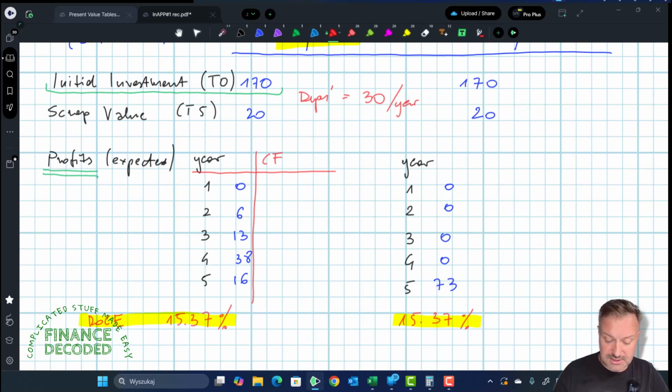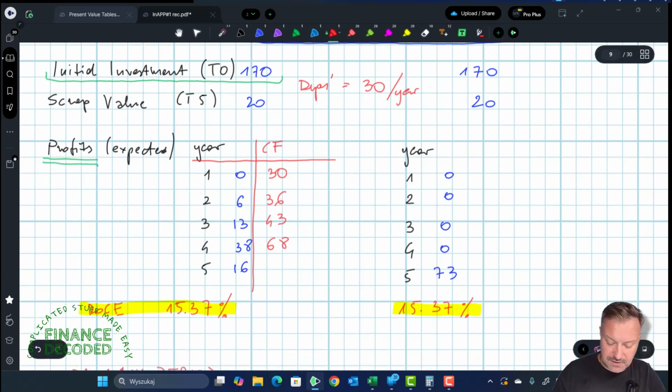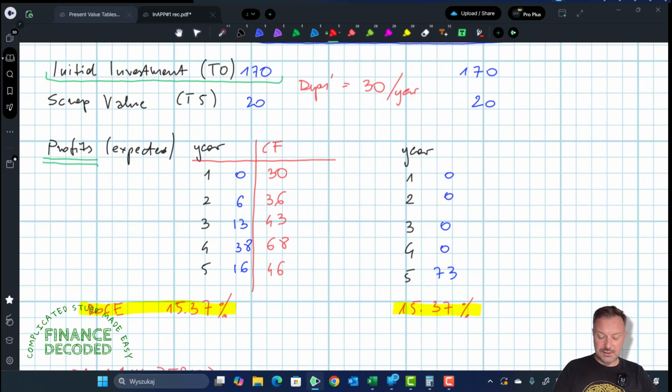Okay, so for project A, in year 1, the operating cash flow is going to be 0 plus the depreciation of 30, which is 30,000. In year 2, it's going to be 36, 43 in year 3, 68 in year 4, and finally 16 plus 30, 46 in year 5.